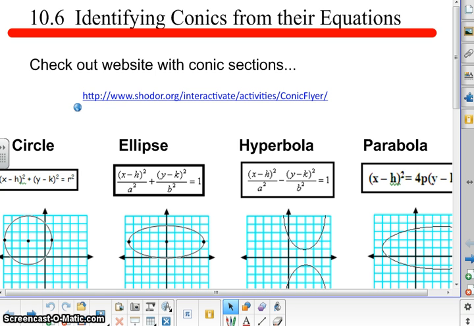All right, so if we're identifying conics, the reason we're skipping ahead is because in a couple years you're going to be in your math class studying a lot about conics, and we're just going to hit a little bit. We hit a lot about circles, and now we're just going to hit a little bit more about the ellipse, hyperbola, and the parabola.